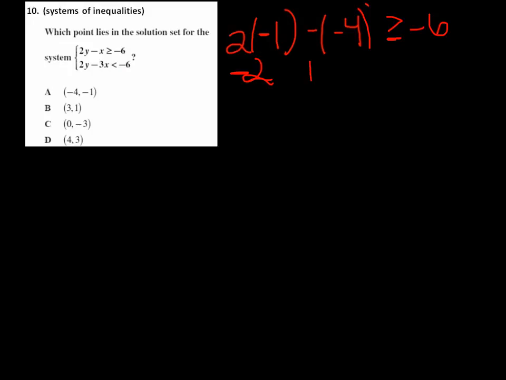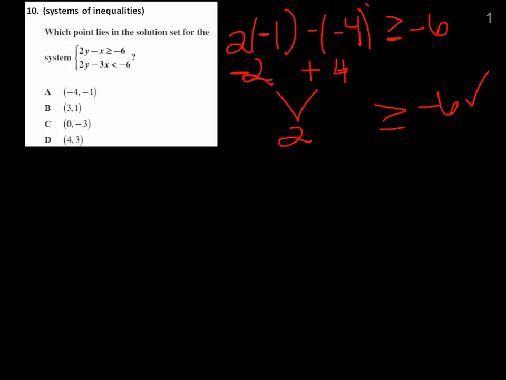Okay, so let's try this one. 2y, and y is negative 1, minus x should be greater than or equal to negative 6. Now let's see. 2 times negative 1 is negative 2. Minus negative 4 is the same as plus 4. And that equals 2. Okay, is that greater than or equal to negative 6? Yes. Okay, so A fits the first equation.